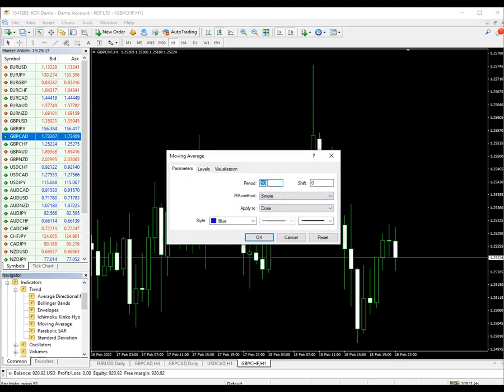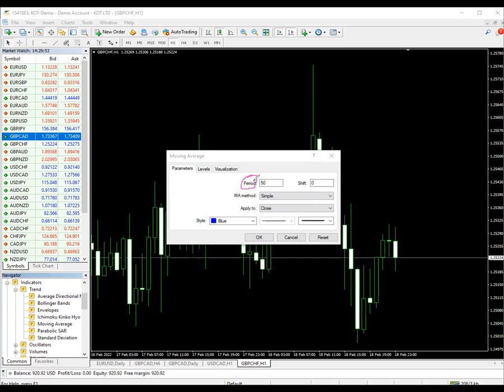Now, how many candles do you want this moving average to calculate? Is it going to be 50? That is the period. The period you see here stands for the number of candles you want it to calculate. And we said that the smaller the number, the closer the indicator will be to the price, which is the candles. The bigger the number, the wider the indicator will be to the price or to the candles.